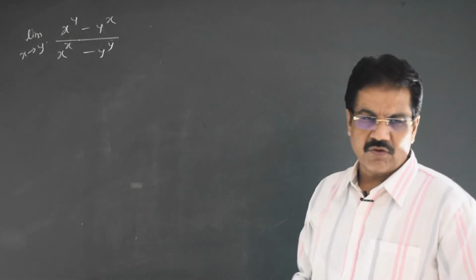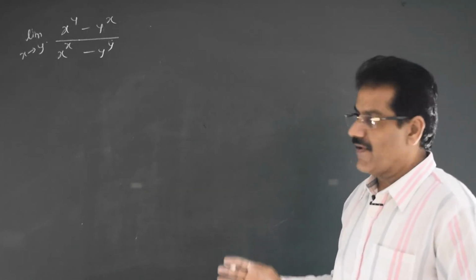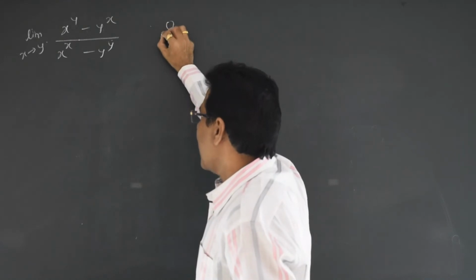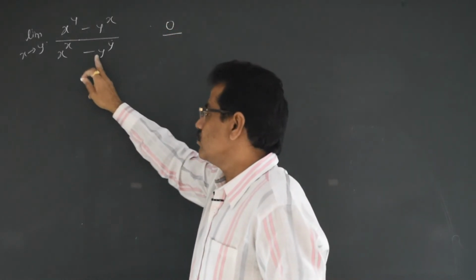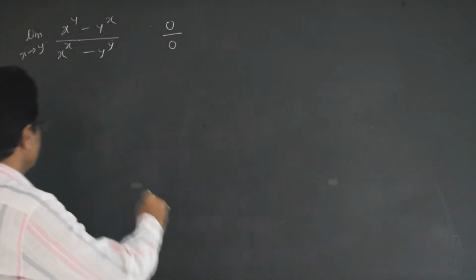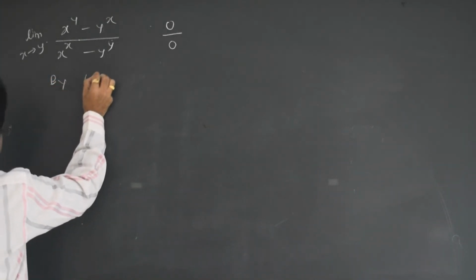X tends to y, so let us replace x by y. We get y raised to y minus y raised to y means 0, and denominator y raised to y minus y raised to y, 0. And that's why we are in a position to apply L'Hospital's rule.